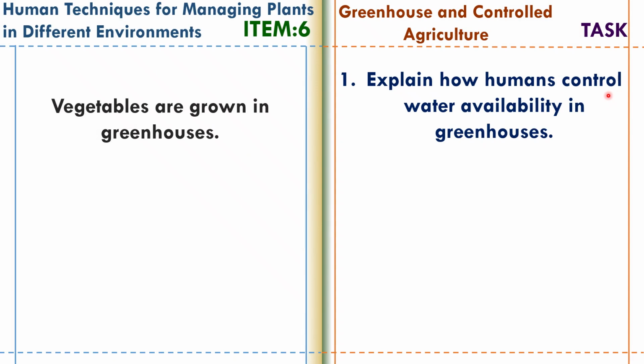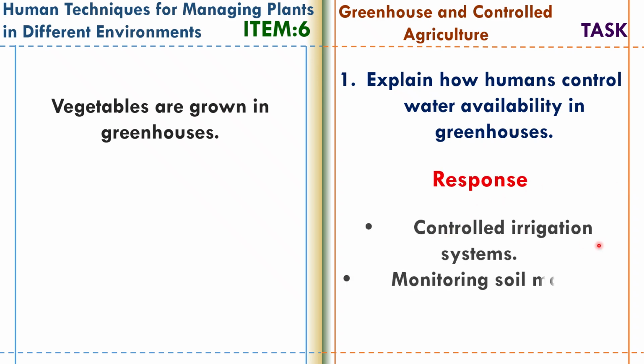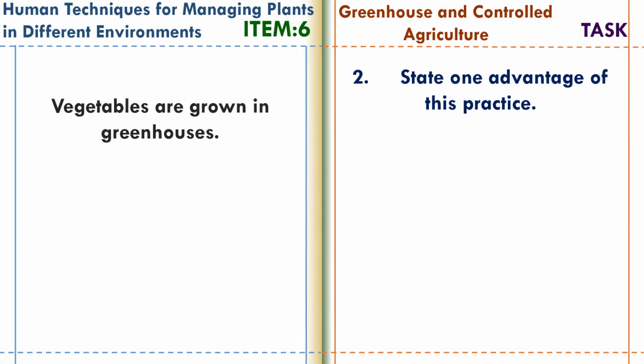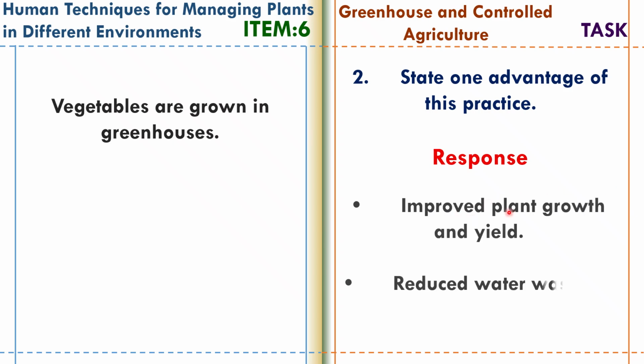Explain how humans control water availability in greenhouses. Controlled irrigation systems, monitoring soil moisture, regulation of humidity. State 1 advantage of this practice. Improved plant growth and yield and reduced water wastage.